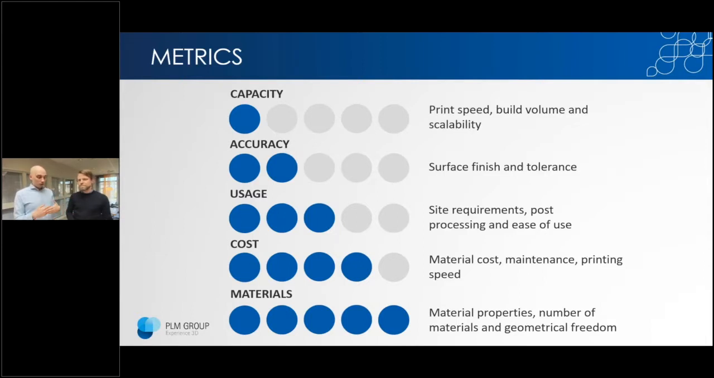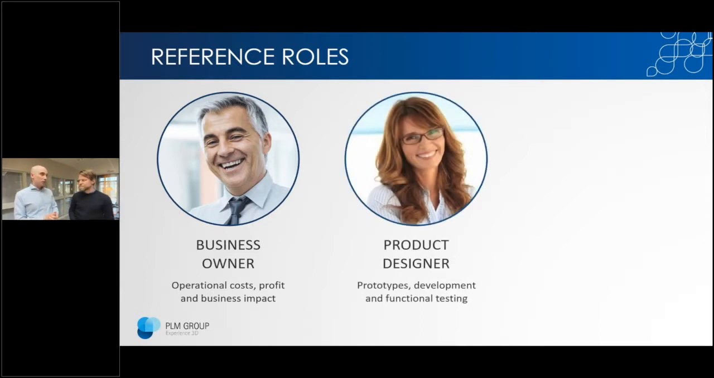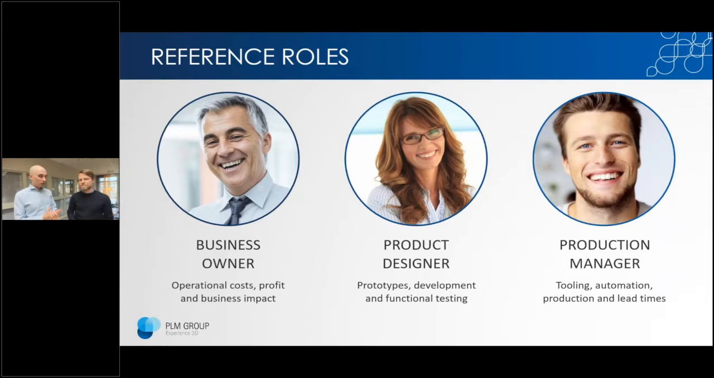On top of that, when we're out talking to customers, we have identified 3 user groups that we'll focus on. So hopefully, for all of you listening, you can identify with at least one of these. The first one is the business owner. From that perspective, we look at costs, profit, maybe customer satisfaction, and business impact in general. The second role is the product designer or the engineer. From that perspective, we look at prototyping, product design, functional testing, and so forth, more product related. And the third and final is more tied to production. So the production manager is looking at tooling, automation, lead time, and more production related topics, so to speak.